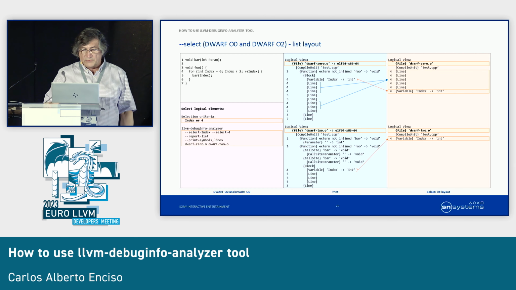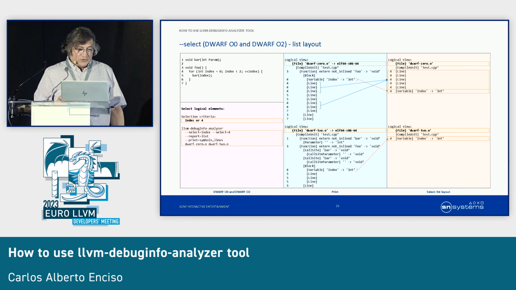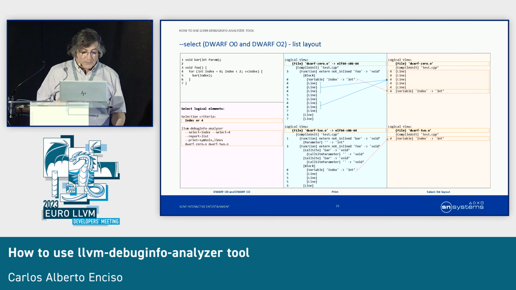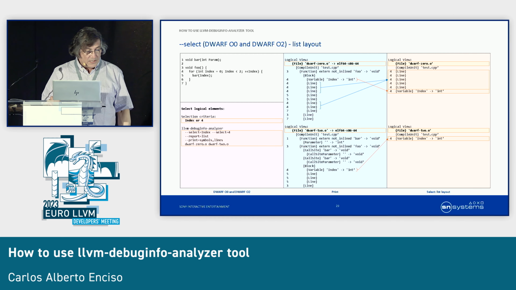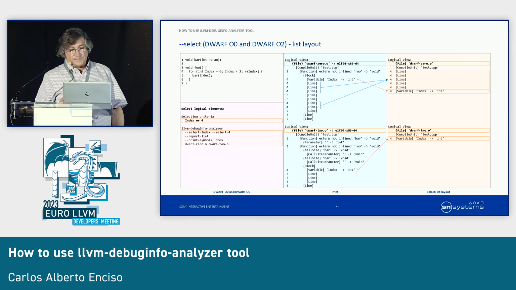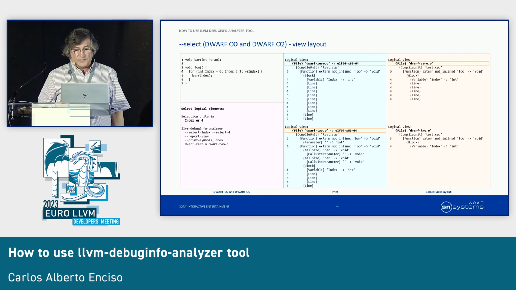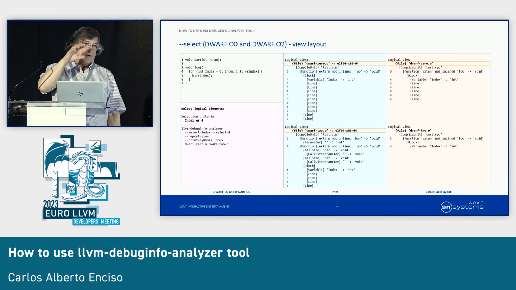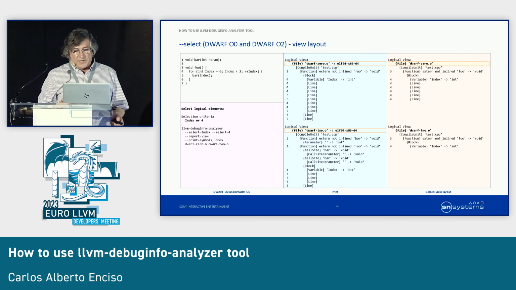So in this case, for DWARF 0 and DWARF 02, the output on the right-hand side includes only lines with number 4. And for 02, just a variable called index. And as a view, the only difference is that those elements are within their logical scope pattern.